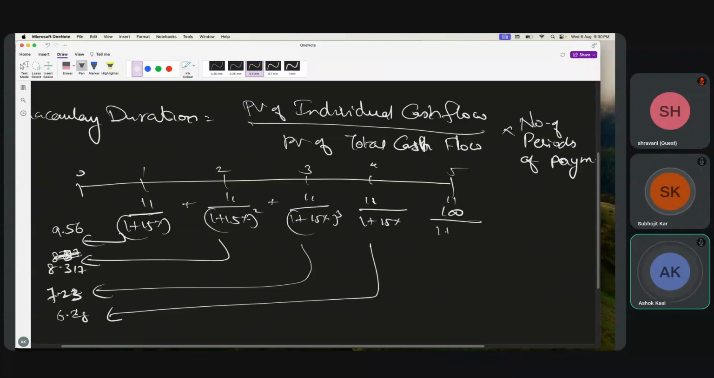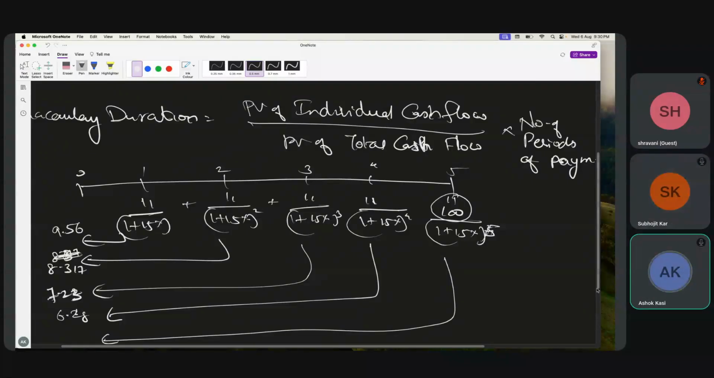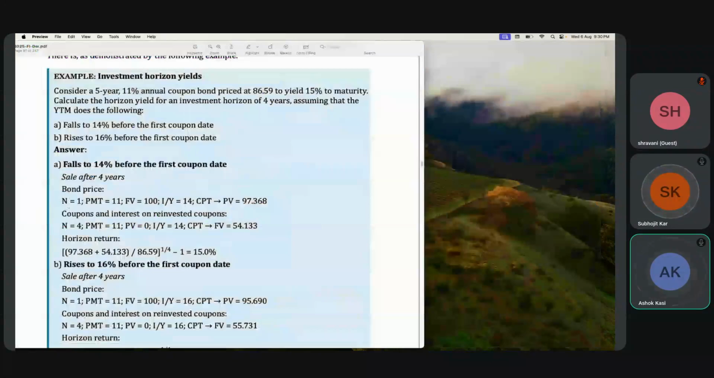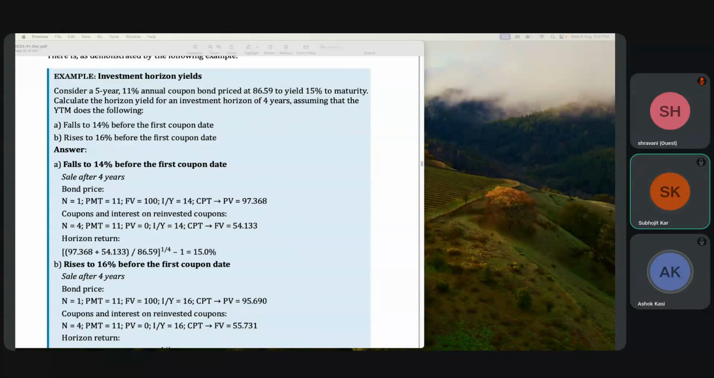Okay. 1 plus 15% raised to, this is 4, this is 5. This is 111. Okay. There is 55.18. So the total is 86.59.